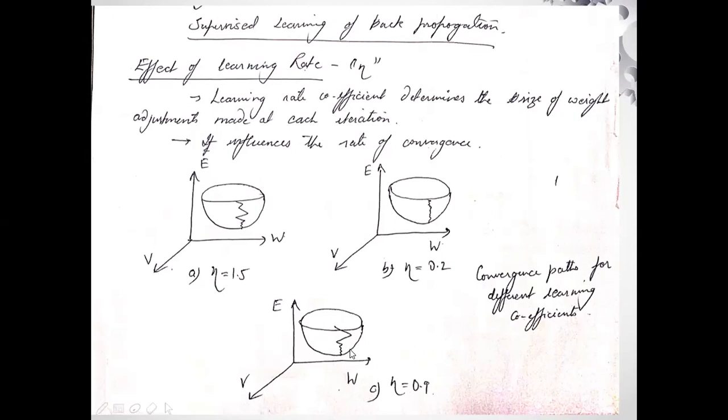We have taken three values for eta, that is the learning rate, which is denoted as eta. Learning rate coefficient determines the size of weight adjustments made at each iteration. यानी learning rate coefficient आपको क्या determine करता है? ये determine करता है कि आपके weight का size कितना adjust करना है हमें हर iteration में. Because iterations हमें लेनी है. iterations कब तक लेते रहेंगे? यह cycle कब तक चलती रहेगी?